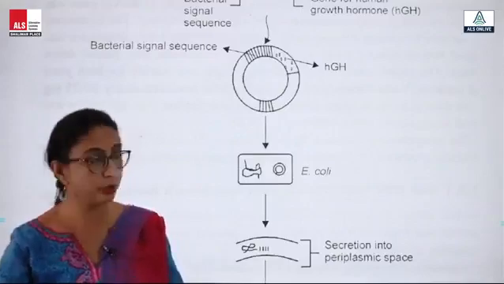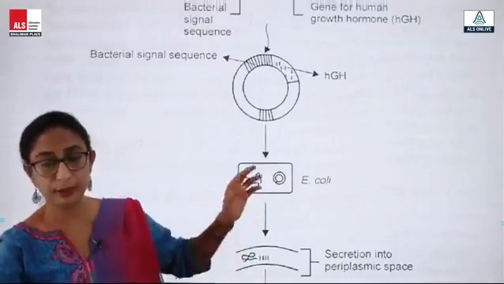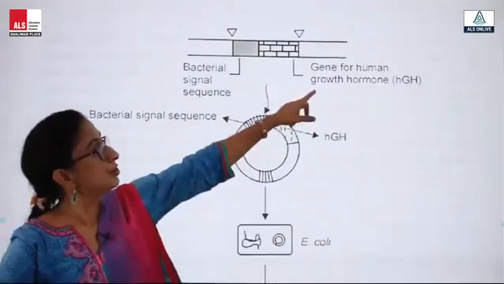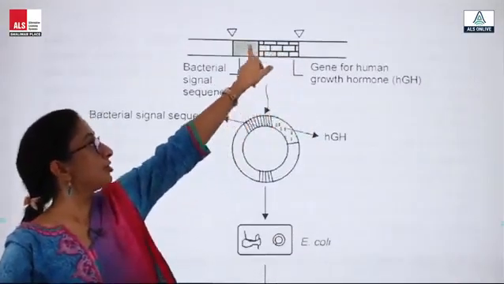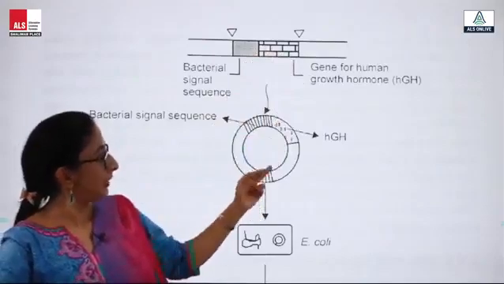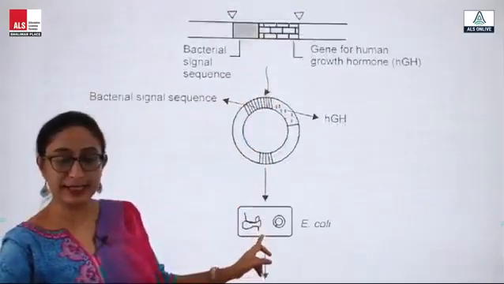Okay. So here you can see I already showed you. Here see this is the gene for human growth hormone, and it is taken and inserted into a plasmid and that plasmid is inserted into a bacterial cell.